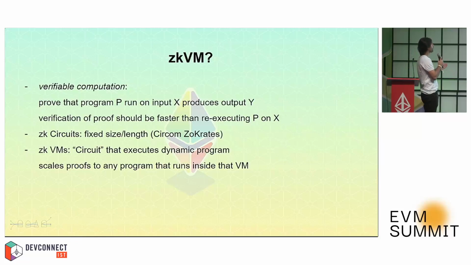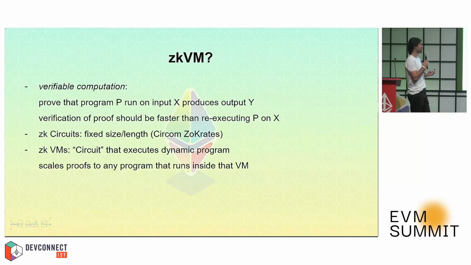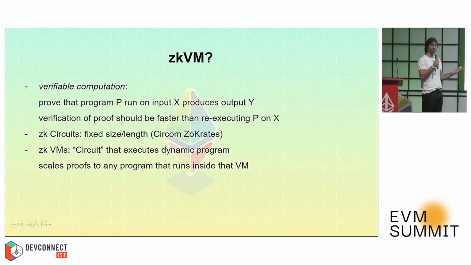So before, what we used to have is zk circuits, which usually have a fixed size, a fixed length, and a fixed business logic, and then you give it some data, it gives you a proof back. Examples of this type of circuits are circuits written in Circom and Zircuities, for instance, and tons of other zk DSLs as well. What does a zkVM do?